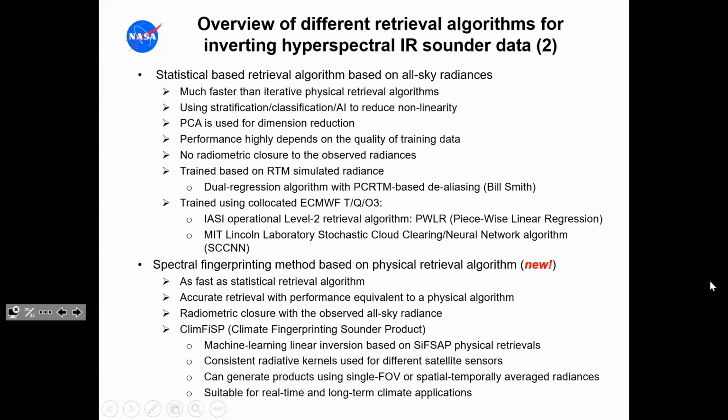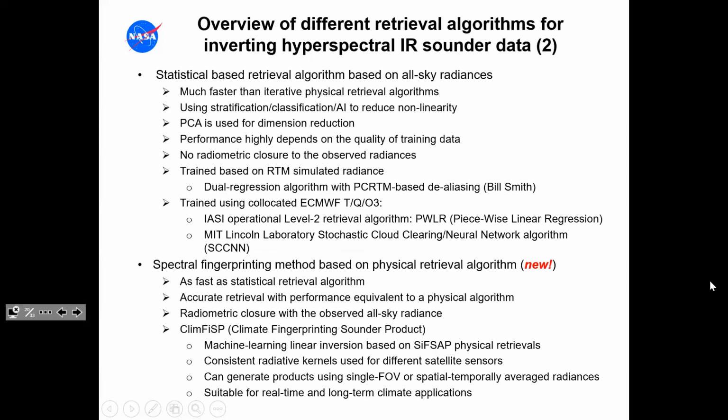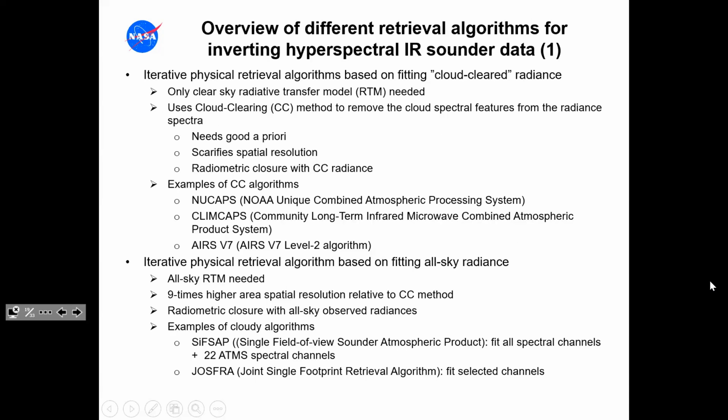So in the SiFSAP algorithm, we guarantee that we fit the observed radiance directly. And then we developed another method called the spectral fingerprinting method. Okay, we also kind of satisfy that. So this method is almost like a statistical method, but we use our SiFSAP physical retrieval as our training data. So by doing that, it's very fast, but we ensure the radiometric closure.